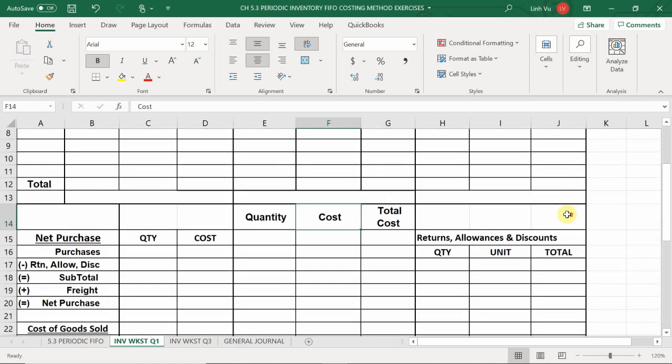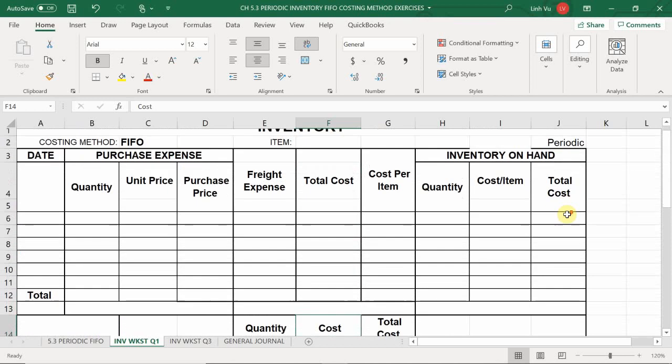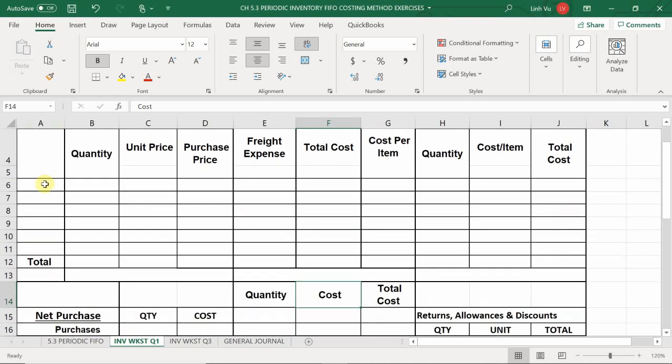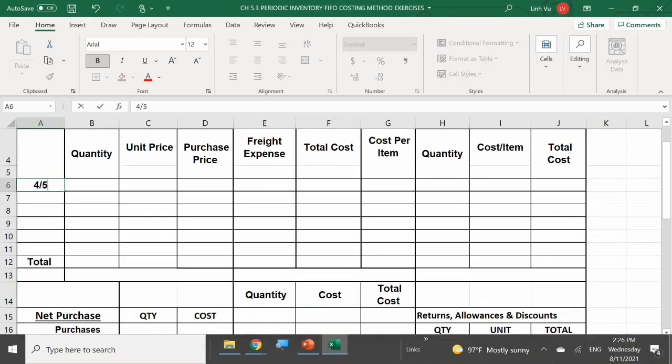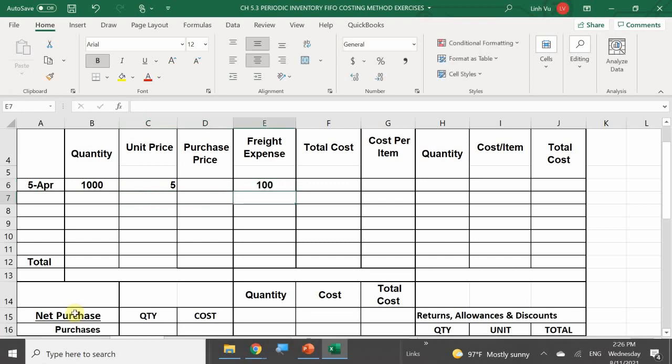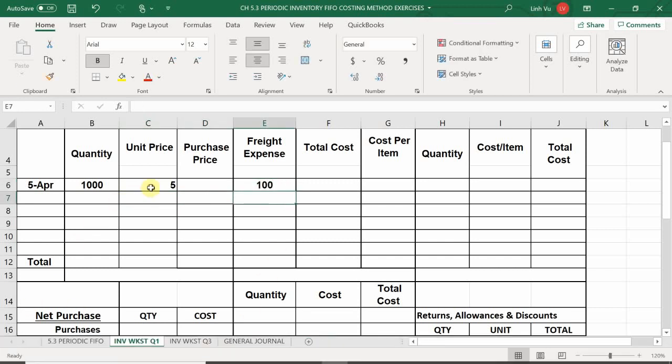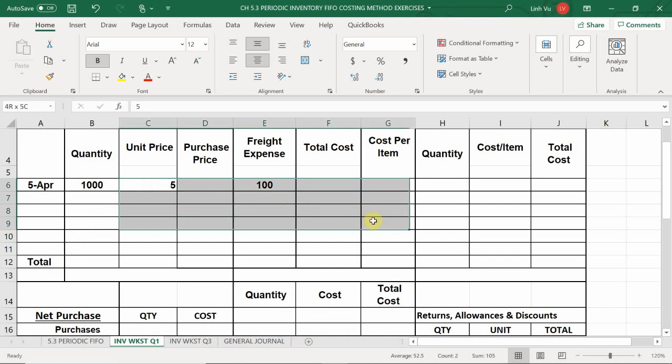So let's go ahead and plug in our first batch of inventory. In this case, we purchased it on April 5th. We purchased 1,000 units, and it cost me $5 each, with the freight costing $100. So what I did for you here is I left it blank, so then you can format it however you like to format it.